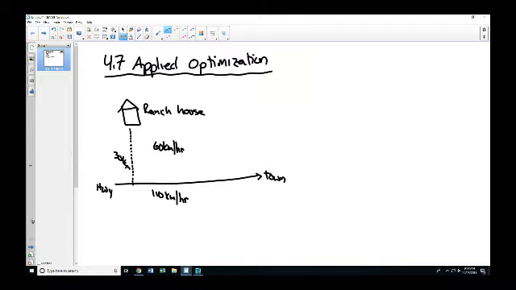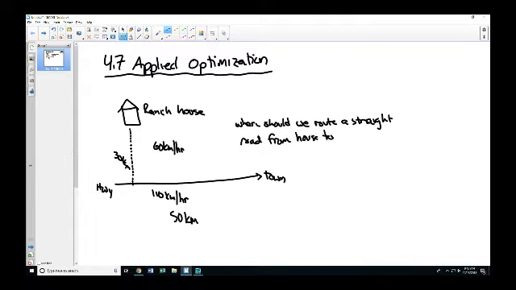That's a 30 kilometer distance, and this is 50 kilometers. Where should we route a straight road from the house to the highway? To make the fastest trip possible.